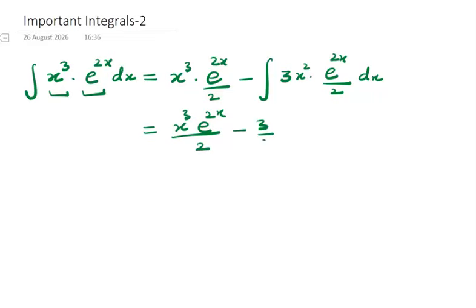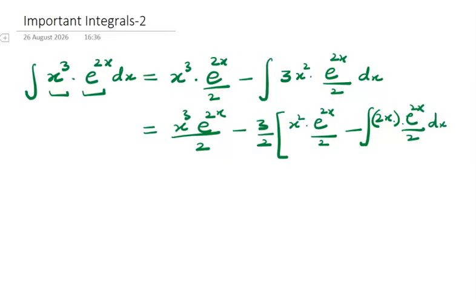I can write this 3 by 2 outside, and x square into e power 2x. So integration of this will be x square as such, first function as such, integral of e power 2x is e power 2x upon 2, minus integral of derivative of first. Derivative of x square is 2x into integration of second, which is e to the power 2x upon 2 dx, and we should close the bracket.